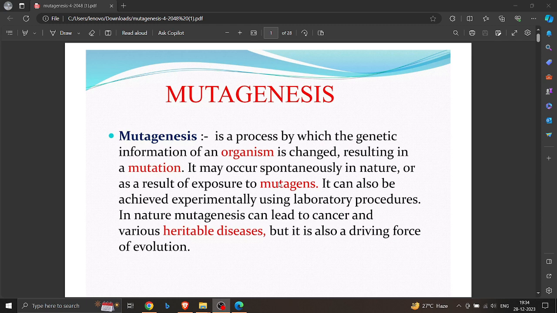It may occur spontaneously in nature or as a result of exposure to mutagens. It can also be achieved experimentally using laboratory procedures. In nature, mutagenesis can lead to cancer and various heritable diseases, but it is also a driving force of evolution.